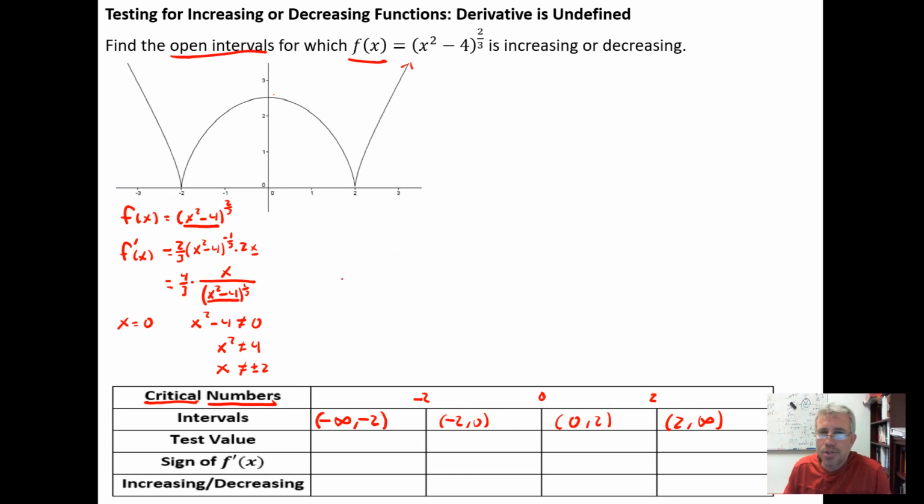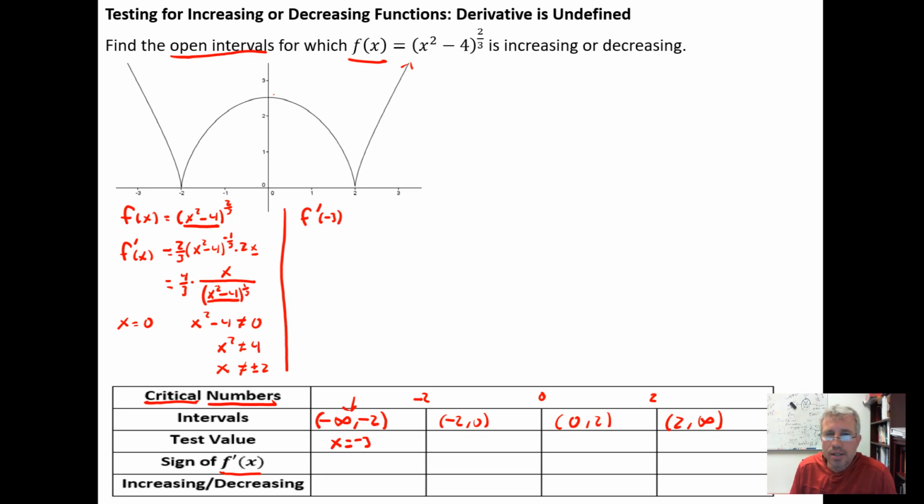And then the next step is just like in the previous video, we need test values inside of the open interval that we can plug into the derivative to see whether the derivative is positive or negative. So for example, here I can say, hey, I see that x equals -3 is in the open interval from negative infinity to -2. I'm going to plug -3 into the derivative and determine whether the derivative on this open interval is positive or negative. So we're going to calculate f prime of -3.